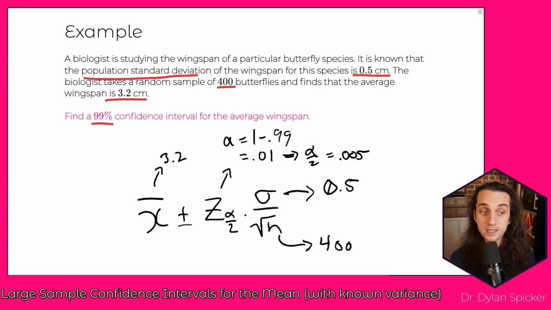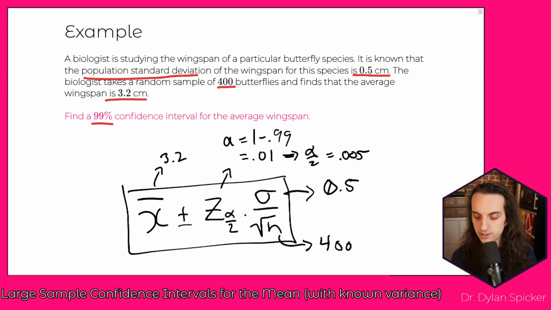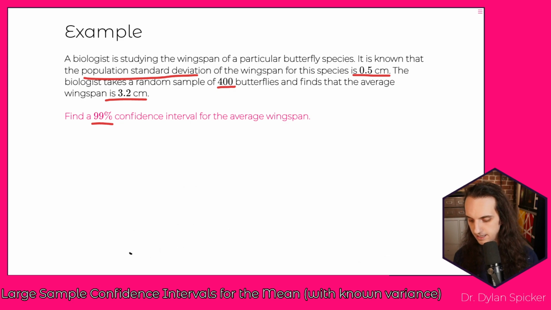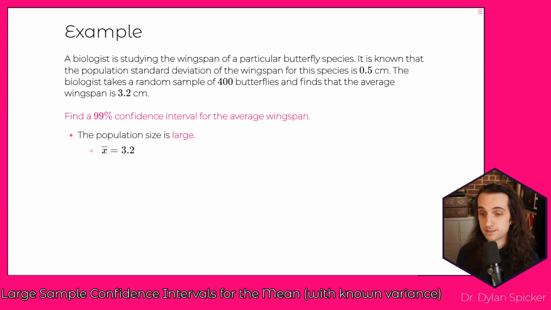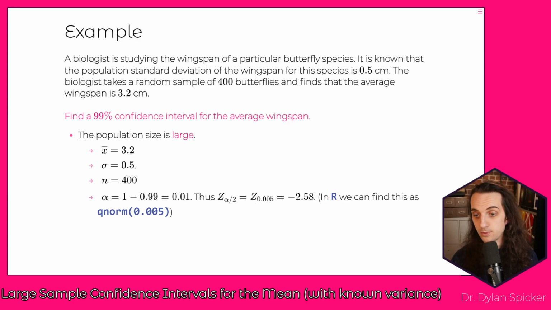Because we can use the confidence intervals based on this normal style interval here, this is going to be all we need to do. We just plug in our values and solve for what that interval actually has to be. Because n is large, we can use this format. X bar is 3.2, sigma is 0.5, n is 400. Alpha is 1 minus 0.99, so 0.01. So we want z alpha over 2. This corresponds to a critical value of negative 2.58.